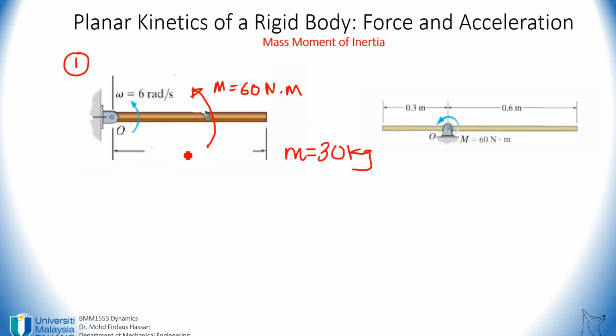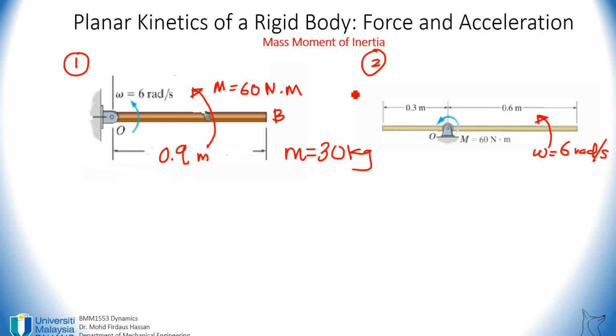Okay, and then for the first one, it is 0.9 meters, the length from O to point, for the example, point B. For the second one, similar, 0.3 plus 0.6, which is 0.9 meters. It has an external moment 60 Newton meter, similar, and additionally we have omega is 6 radian per second as well, similar.